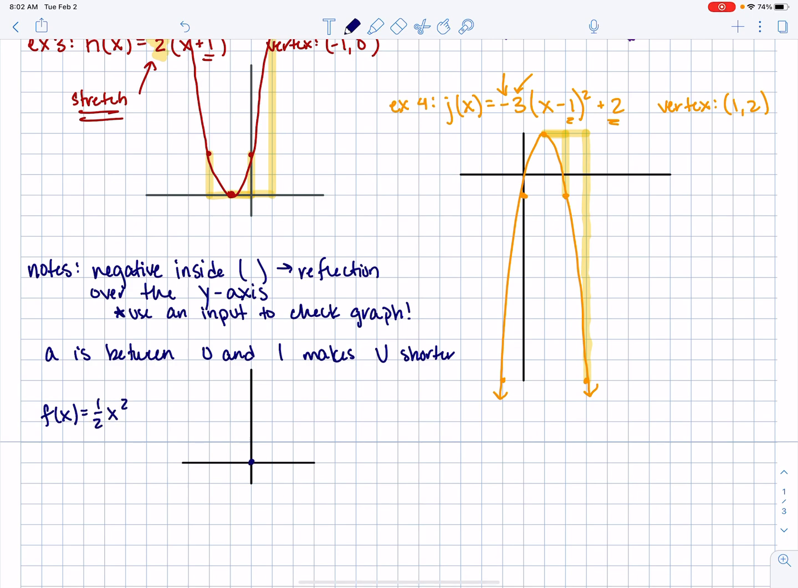We'd start at 0, 0, and then we'd have to go over 1, up a half. Over 2, we normally go over 2, up 4, so we go over 2, up 2, because we cut everything in half. And then we just draw. And as you can see, it makes the parabola short and wider. So just an FYI, if it's between 0 and 1.